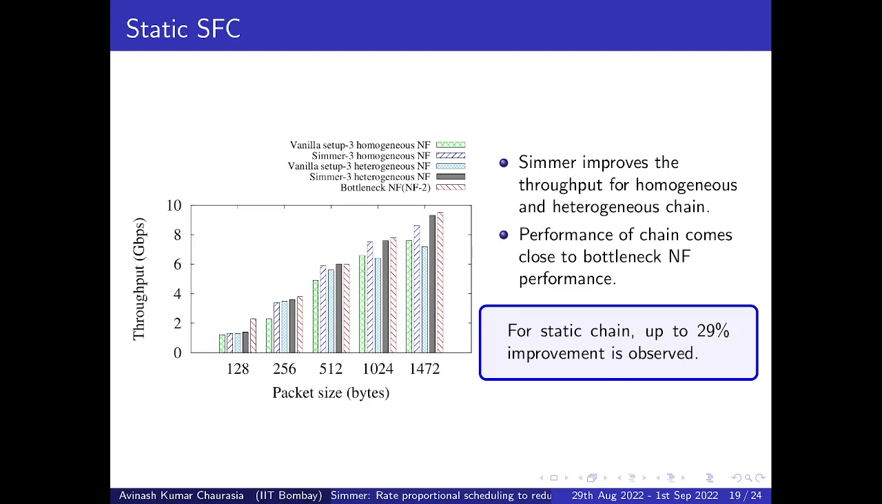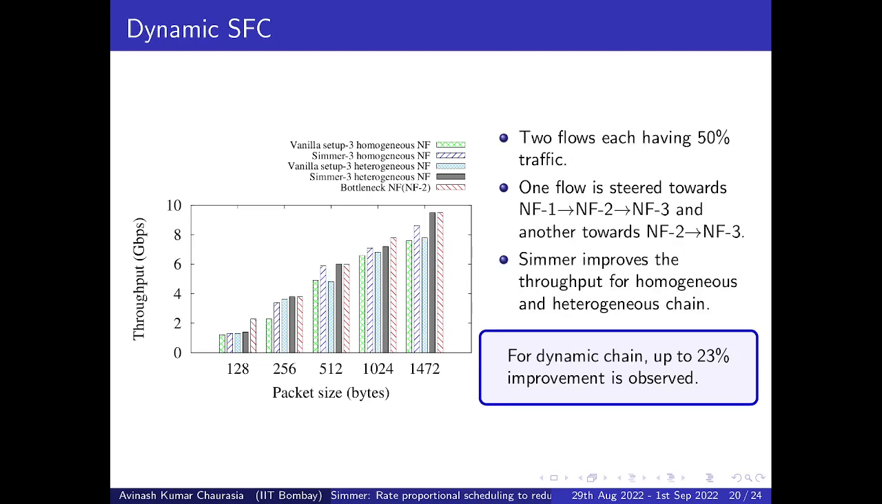The graphs represent performance for the homogeneous and heterogeneous static chains. As we can observe from the graph, simmer indeed improves the performance considerably for both homogeneous and heterogeneous chains. A throughput improvement of up to 29% can be observed from the graphs.